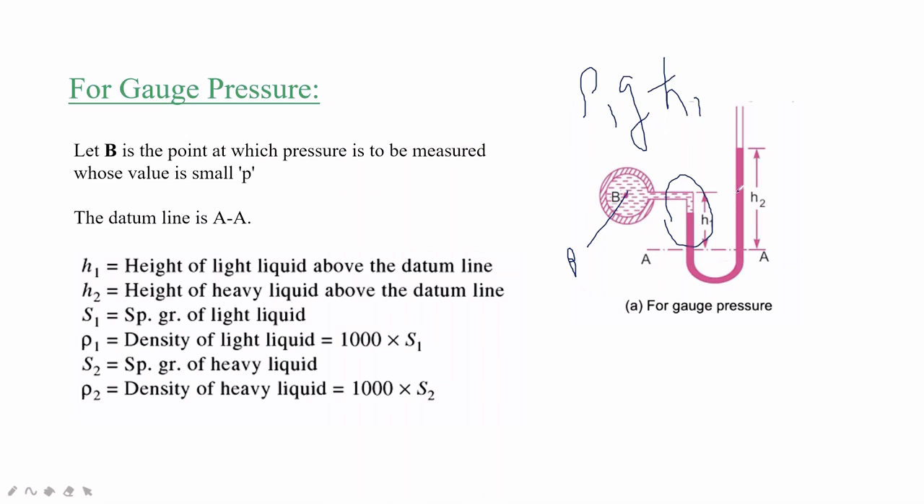Next, the pressure above A in the right column. In the right column we don't have any such system, so we directly take rho 2, G is constant, then H2. So this is equal to rho 1 G H1 plus the pressure inside the system P. We take these two as equal.